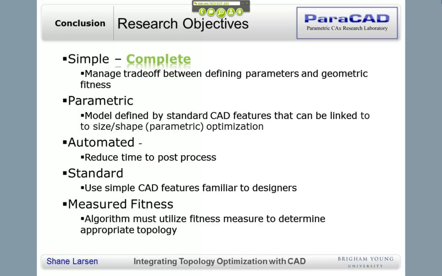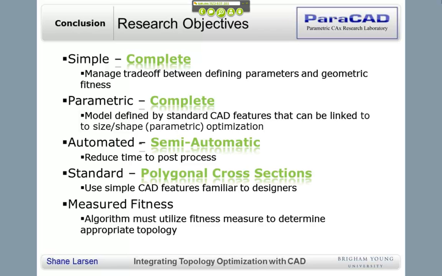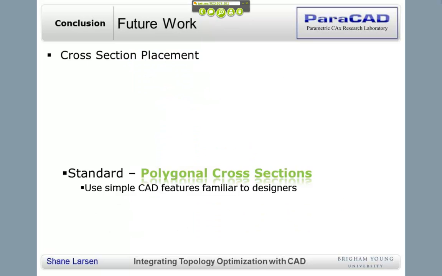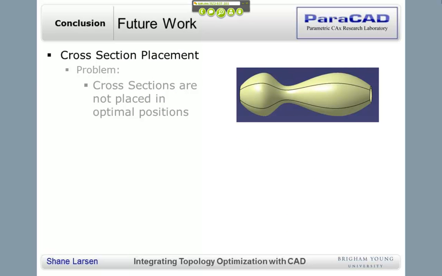So he completed the simple part for his thesis. He completed the parametric. It certainly moved towards being automatic. He was able to use standard polygons as the cross sections, and he was able to use least squares and volume methods for measuring the fitness of that. So where he wanted to go, but graduated and took a nice paying job, he wanted to look at a better way of doing the cross sections.